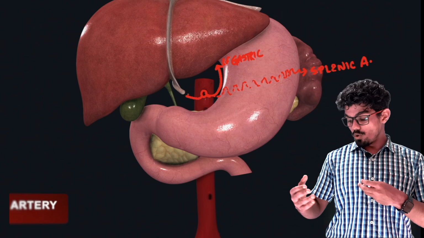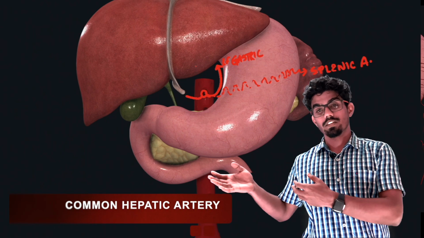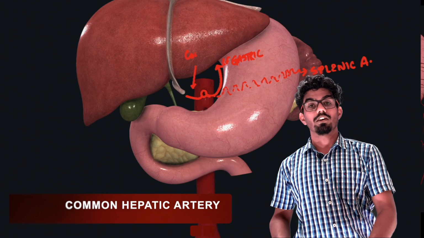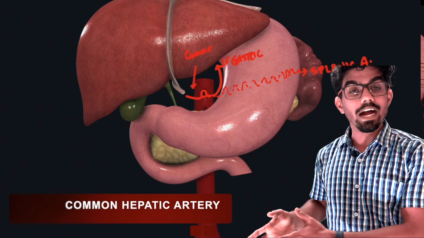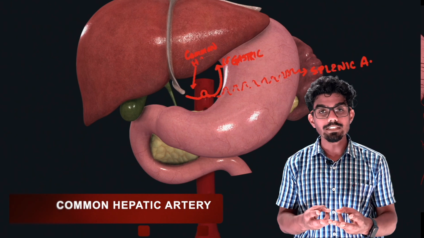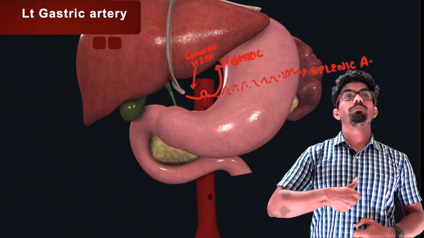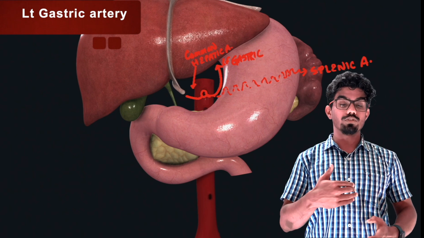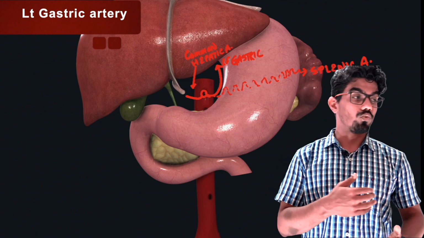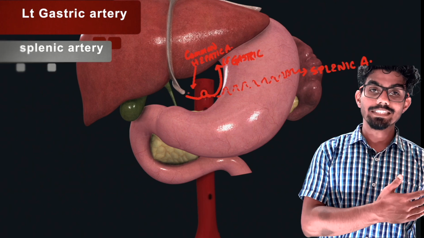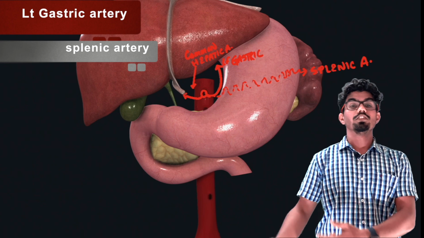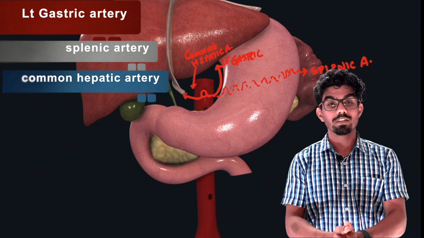Another branch which goes right towards the hepatic region or liver region is called the common hepatic artery. So there are three major branches. First branch is the left gastric artery. Another branch is the tortuous one which goes posterior to the stomach towards the spleen, called the splenic artery. Another branch goes towards the liver region. It's called the common hepatic artery.